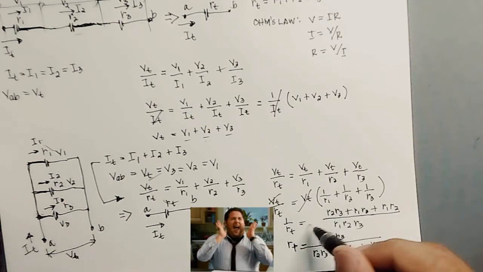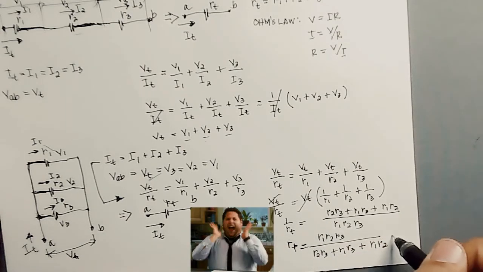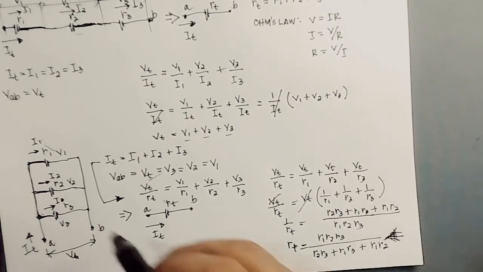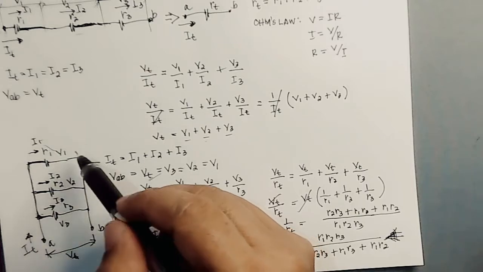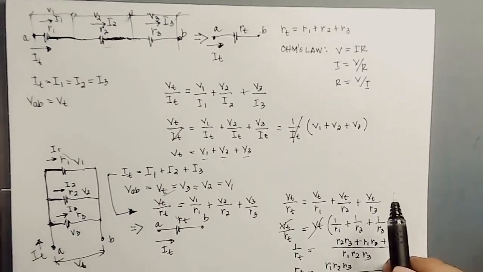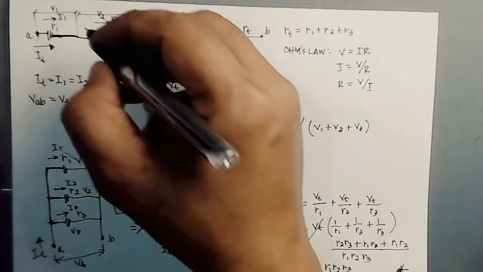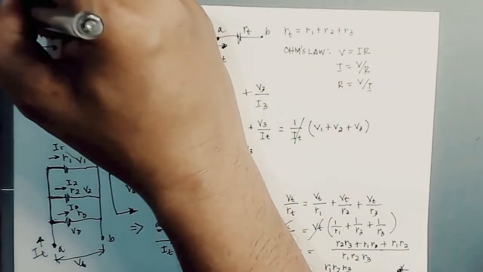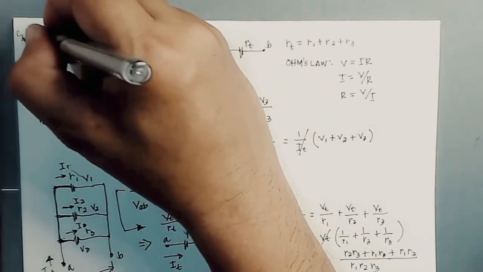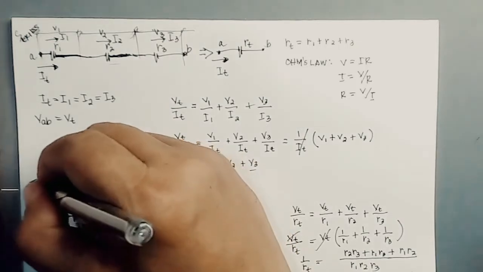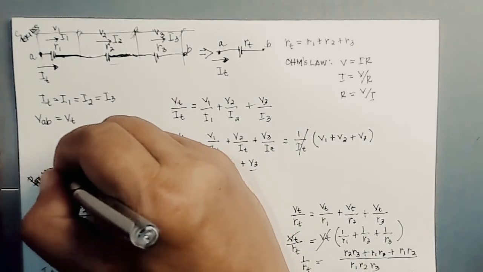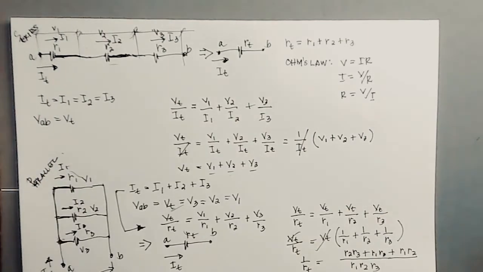So R T is this equation. This is the equation for 3 resistances. So this is how you connect resistances in series. By the way, this is in series. Okay, I'm writing here series, and this one is in parallel. Okay, parallel. Okay, so that's it. So thank you.